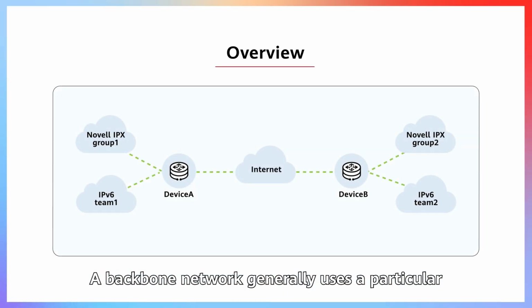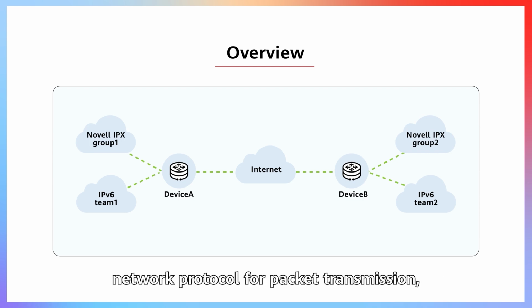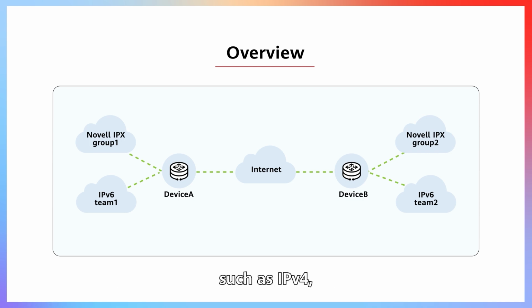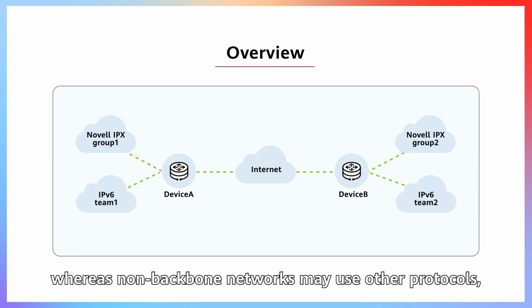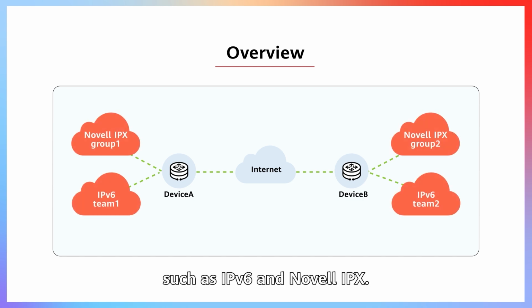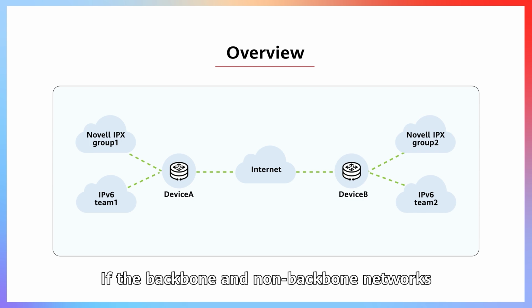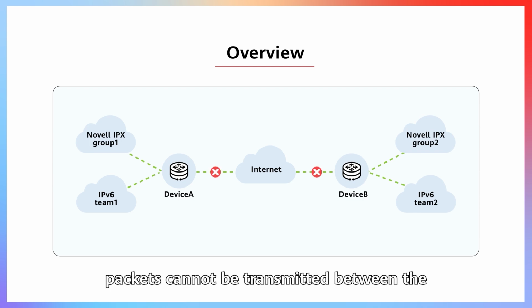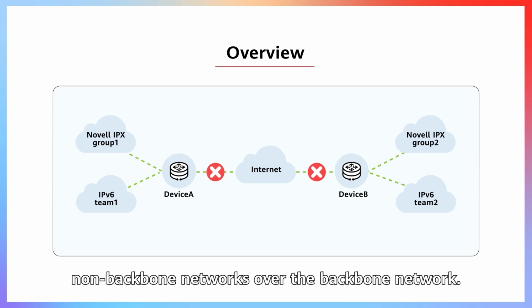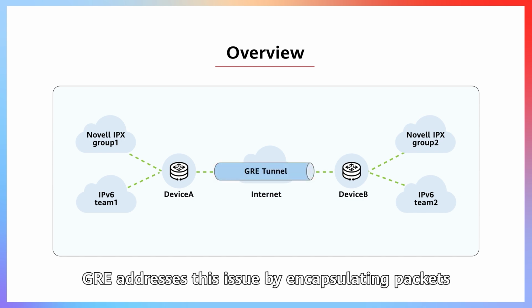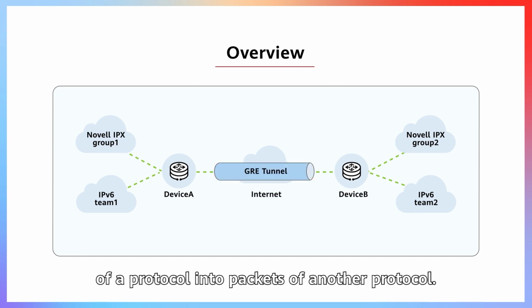A backbone network generally uses a particular network protocol for packet transmission, such as IPv4, whereas non-backbone networks may use other protocols, such as IPv6 and Novell IPX. If the backbone and non-backbone networks use different protocols, packets cannot be transmitted between the non-backbone networks over the backbone network. GRE addresses this issue by encapsulating packets of a protocol into packets of another protocol.